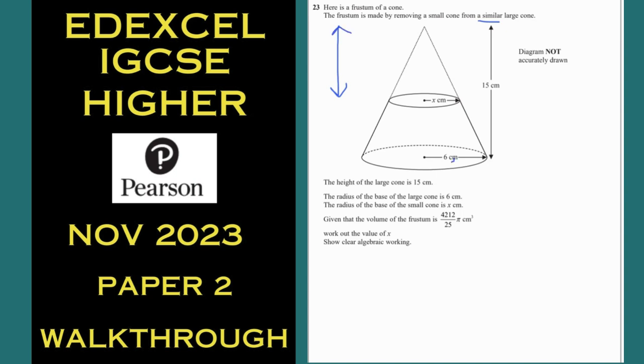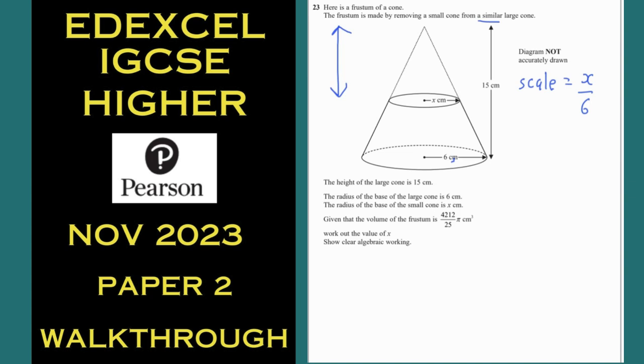that 6 to that X, the large radius to the small radius, will be in the same proportion as the large height to the small height. In other words, I can write a scale factor. What do I multiply 6 by to get X? Answer, X over 6. Because if I do 6 times X over 6, the 6's cancel. So that is my scale.